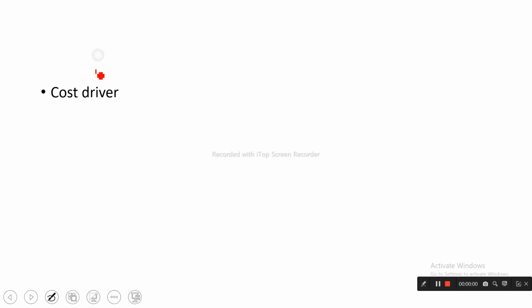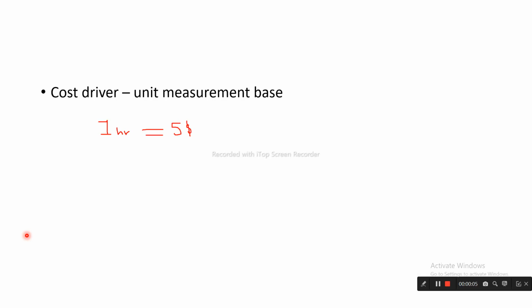That we haven't seen is a cost driver. So it's a unit of measurement or a base for our cost. For example, if I say, if you work for 1 hour, I will pay you $5. So this time, what is the unit or the base for me to spend my money? It's hour. It's on hourly basis. The base is on hourly basis.